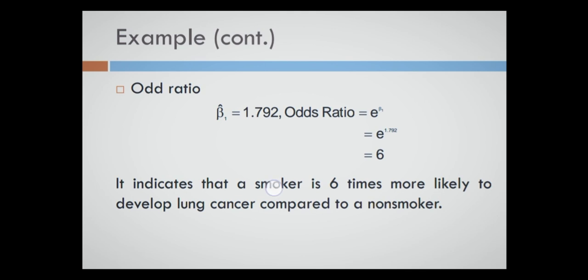Here it is smoker because we coded 1. If earlier we had coded 1 as a non-smoker, it would indicate that a non-smoker is 6 times more likely to develop lung cancer, because we coded Y as 1 for developing lung cancer, which is our variable of interest, compared to a smoker. That is if we switch it, so 1 is non-smoker and 0 is smoker. So you need to look carefully when you want to interpret. You need to see which category is coded 1. Okay, that is the way we interpret the coefficient of the logistic regression model, using the odds ratio.